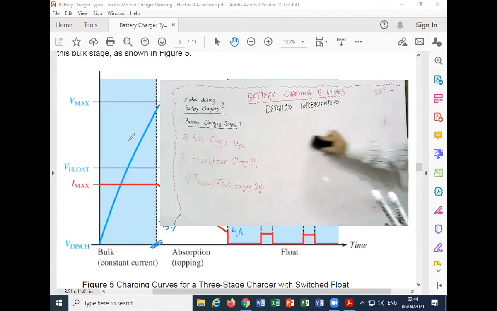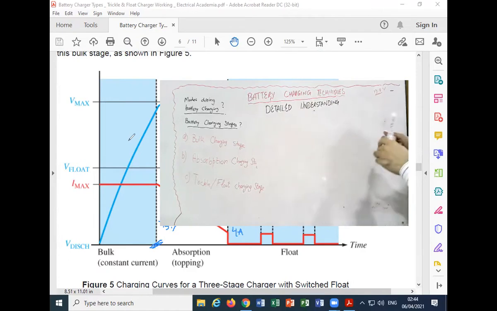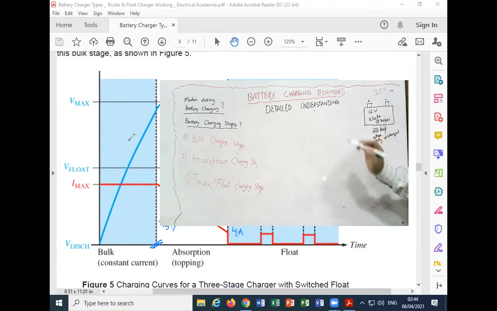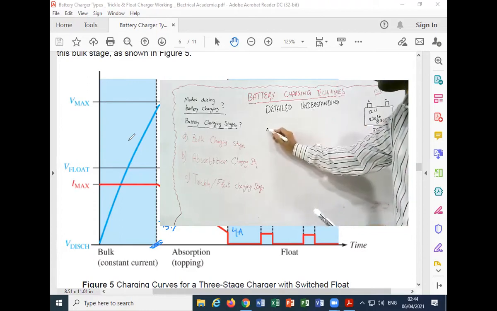Okay, we have the battery. As I told you, we have a battery which is 12 volt and 220 ampere hour, rated at the rate of 20 hours. Now this battery will draw 22 amperes when it is in the fully discharged condition. Now I have a battery charger which is connected. Now this will be the graph.